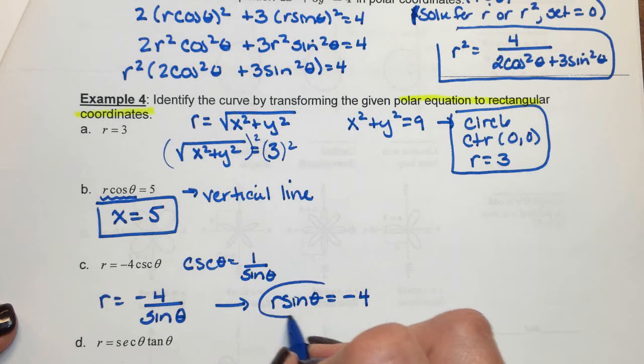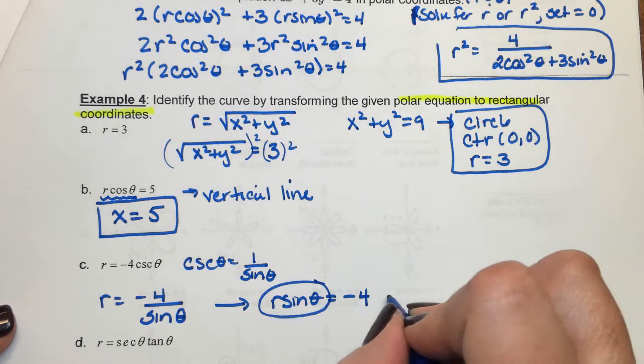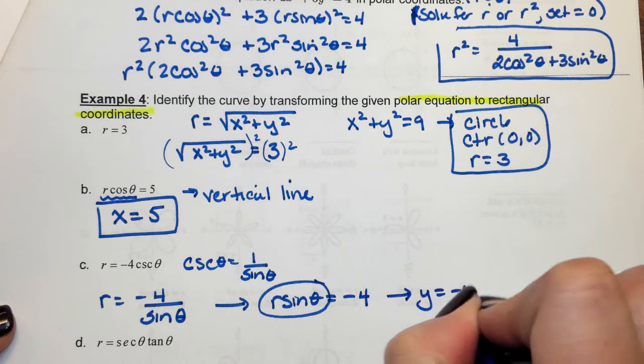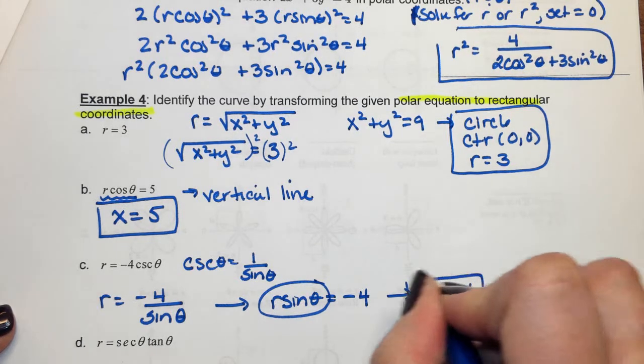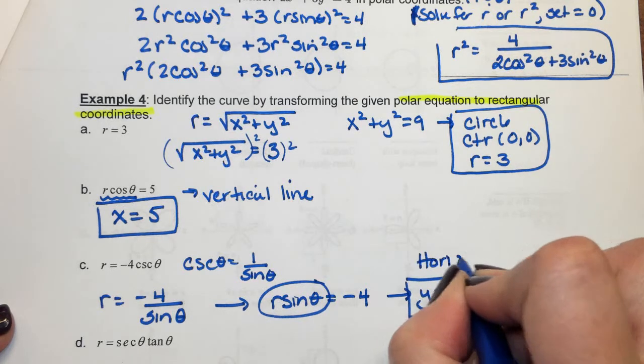And again, there's that conversion formula, r sine theta, that I can substitute. R sine theta is equal to y. So y is equal to negative 4. So there's my equivalent rectangular equation. Again, this is just a horizontal line.